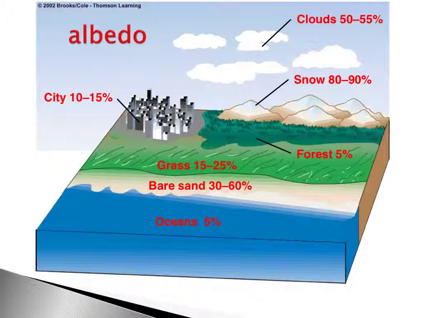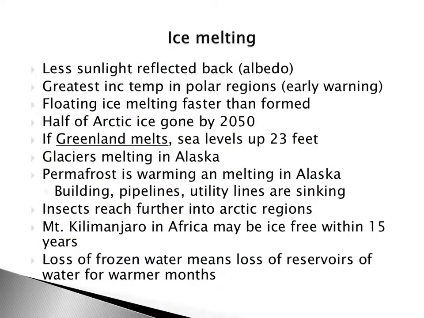Now what's happening with the albedo effect is, as our Arctic regions are melting, we have less albedo effect. So this is a positive feedback loop. We have less reflectivity, which means our Earth is absorbing more. As we just said, the albedo effect comes into play. We've had the greatest increase in temperature in polar regions. It's an early warning sign. Floating ice is melting faster than it's formed, which has a devastating effect on the polar bears in that region. Half of the Arctic ice is probably going to be gone by 2050.